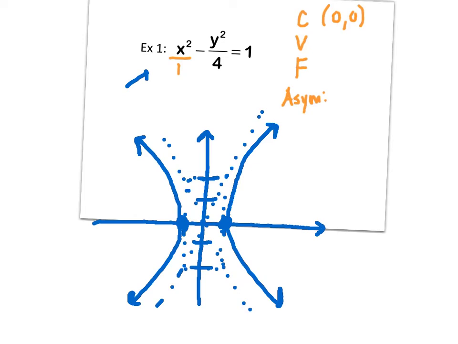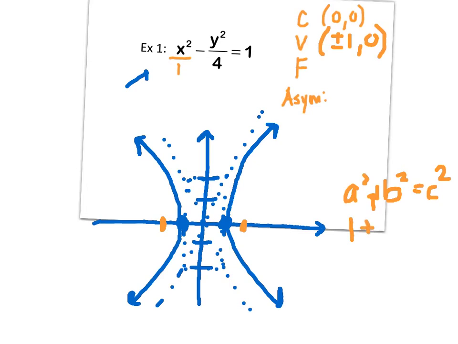Okay, so what are the vertices? Let's go ahead and land those over there on the right. The vertices are plus or minus 1, 0. Okay, and then the foci, the focal points, let's see. So we need to find c, right? c is in here. Okay, and so we have a squared plus b squared equals c squared. And so a is always along the axis that has the hyperbola. So we have 1 plus 4 is equal to c squared, so c is equal to the square root of 5.